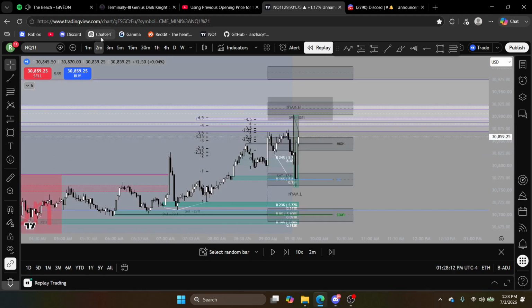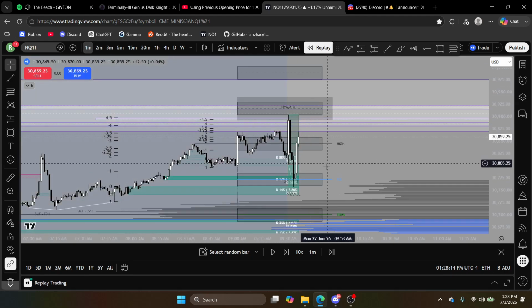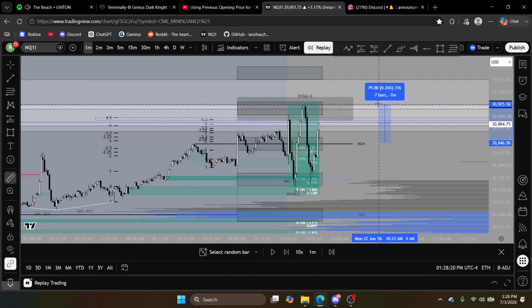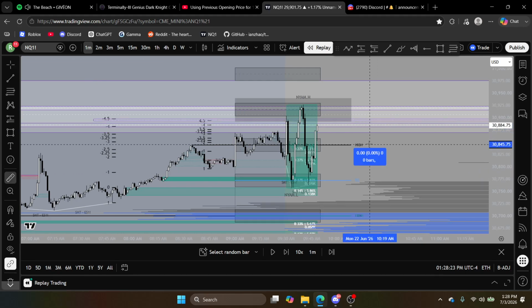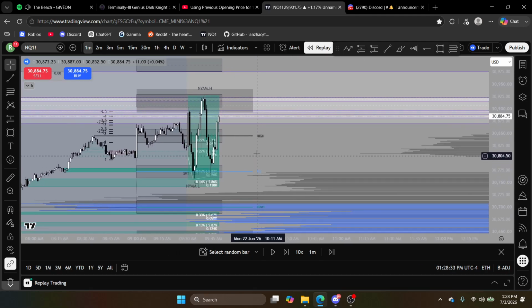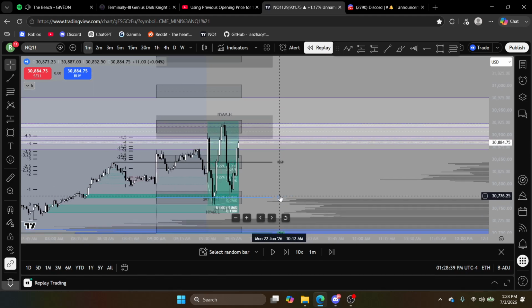On the 2-minute, what do I see? SMT right here. SMT IFVG. SMT IFVG, 80 points. But then again, also 80 point stop loss. That's a 1-to-1. SMT right here. Stop. Ooh. Maybe straight out the rejection block. Say you saw that happening. SMT.